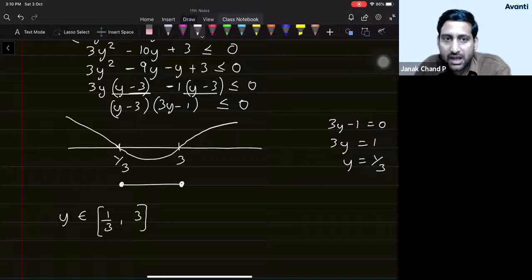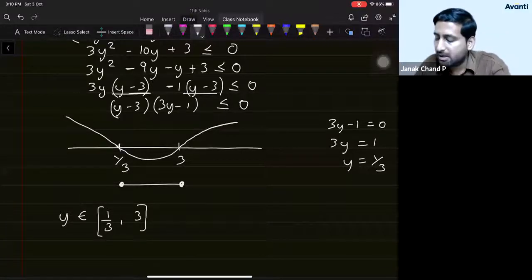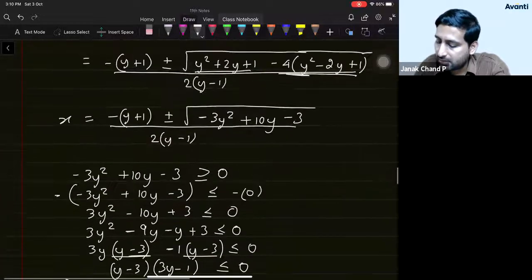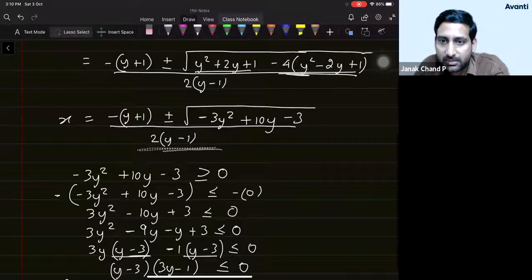But student, I hope that you have not forgotten that we need to subtract some value. Do you remember which value we need to subtract? Yes, very good, student, that is correct. We need to subtract 1. Why? Because if you put y is equal to 1, this becomes 0 in the denominator.